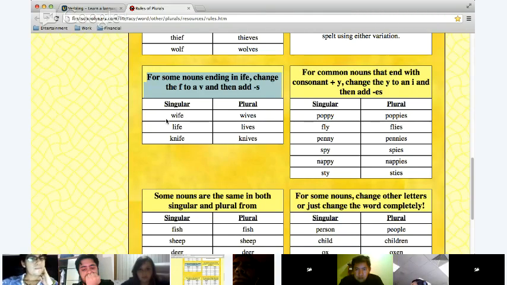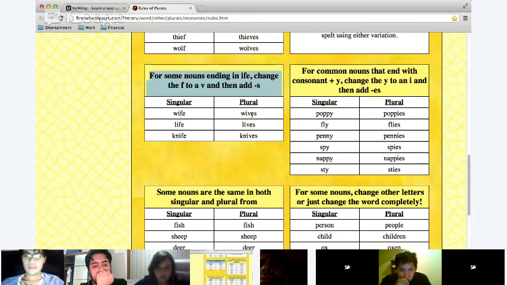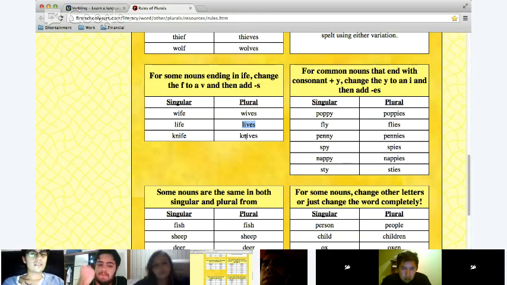Lives. Knife, knife. Okay. So let's practice some of these words. So here, instead of pronouncing that S sound, the word is wives. Wives. Wives. Try that. Wives. Okay, good. Here, this is lives. Lives. Okay, and here, this is knives. Knives. Okay, very good, knives.